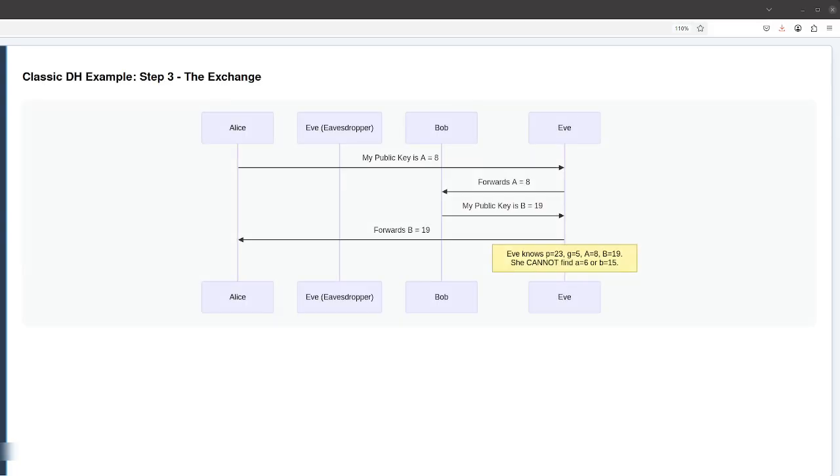Classic DH example. Step 3. The exchange. Alice and Bob now exchange their public keys over the insecure channel. Alice sends the number 8 to Bob. Bob sends the number 19 to Alice. An eavesdropper, Eve, can see the public parameters, 23 and 5, and she can see the public keys being exchanged, 8 and 19. However, she is stuck. To break the encryption, she would need to solve the discrete logarithm problem. For example, by figuring out that the number 6 is the exponent that turns 5 into 8 mod 23. With large numbers, this is impossible.